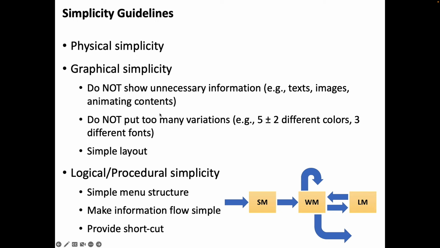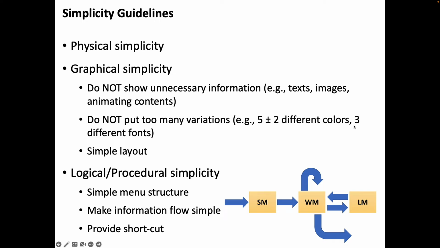To make your design simplified, you can consider basically 3 parts. Physically, so that you can reduce the number of buttons. You can make the shape simpler. You can reduce the cables. And graphically, you can reduce some unnecessary information, unnecessary text, unnecessary images, the variation of design.